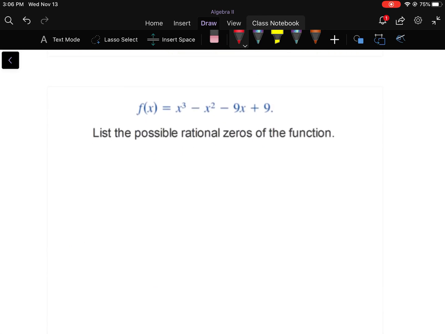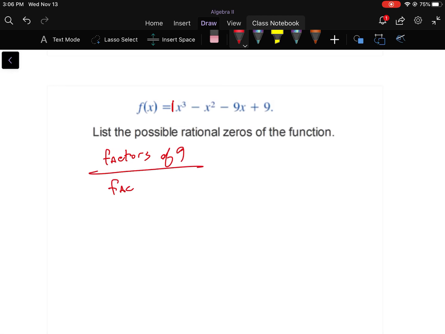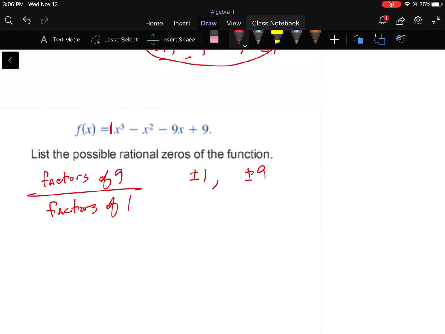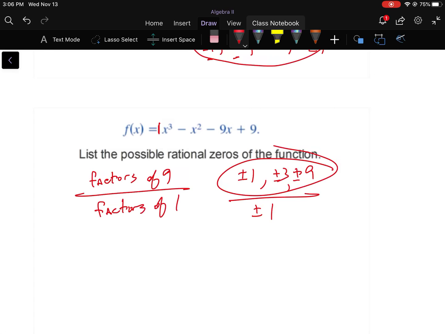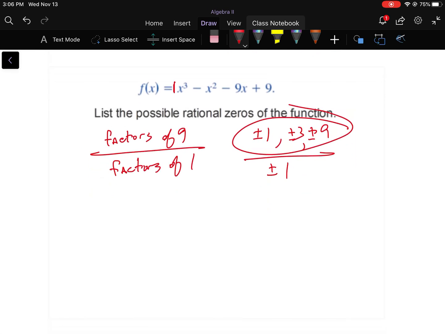Okay, so here, list the possible rational roots. Again, we got to have it in standard form. Here's my 1. It's really nice when the leading coefficient is 1, because now it's the factors of 9 over the factors of 1. So plus or minus 1, plus or minus 9, and plus or minus 3, all over plus or minus 1. So there's basically my list that way. There is no other factor for 1, so I don't have to divide them all by 2 like I did the previous one.